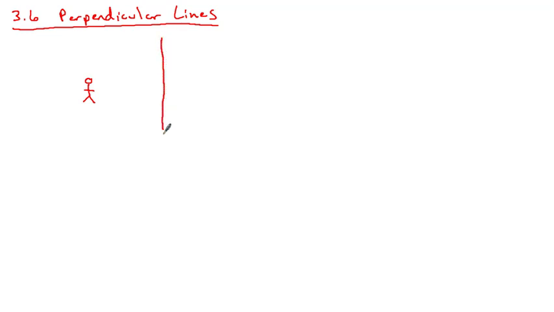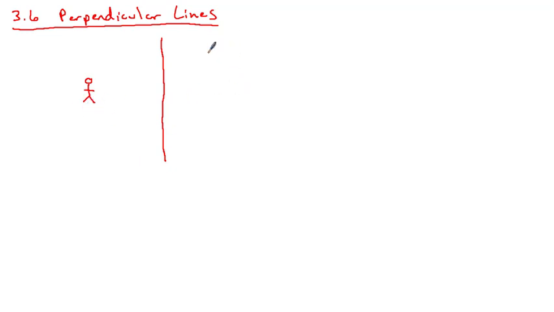Okay, section 3.6 is going to deal specifically with perpendicular lines. Before we get too far into it, I want to draw a little picture and have you think about something. So let's say you have a person standing somewhere and there's a wall out in front of them, right? So here's my person, here's the wall.